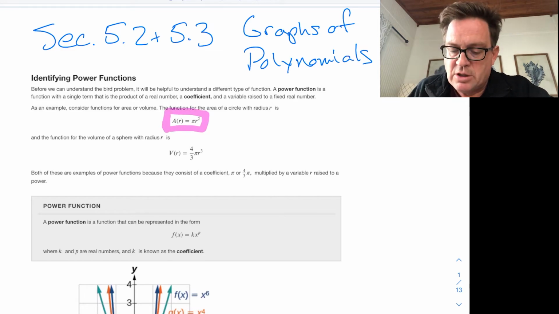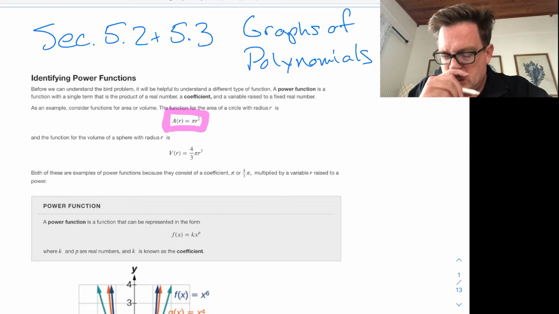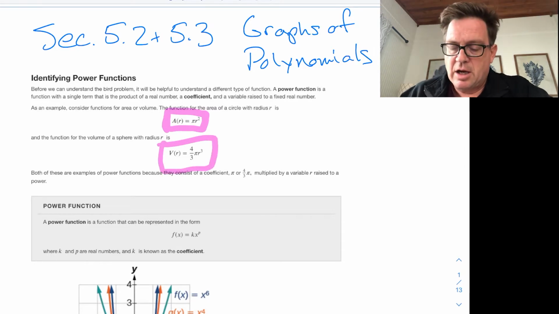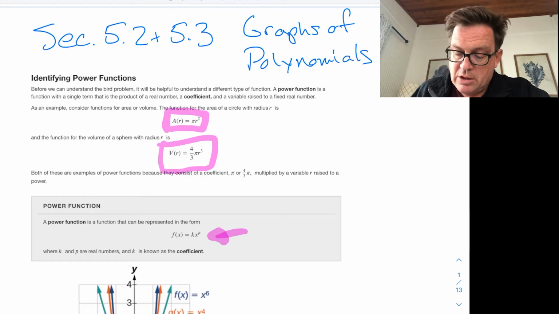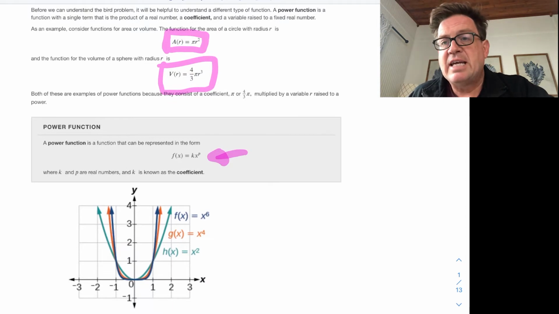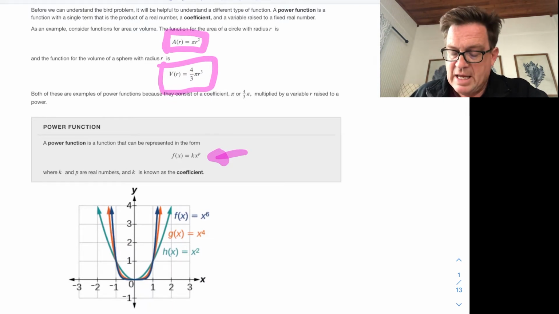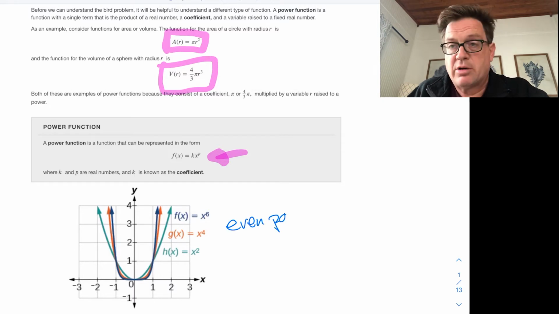And power functions are functions that are just like a constant times the variable to a power. And so it could be area is pi times r squared, or volume is 4/3 pi times r cubed. But in general, they're functions that are k times x to some power. And what we're going to be looking at is when the powers are integers.